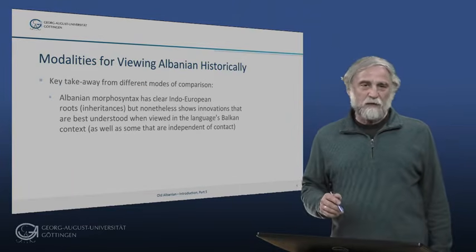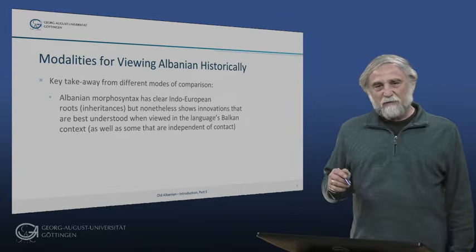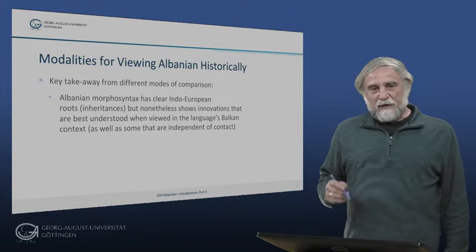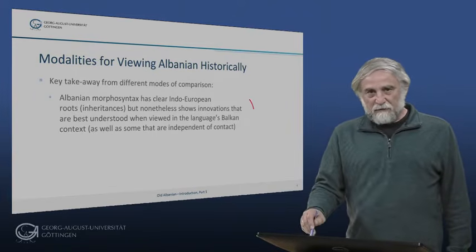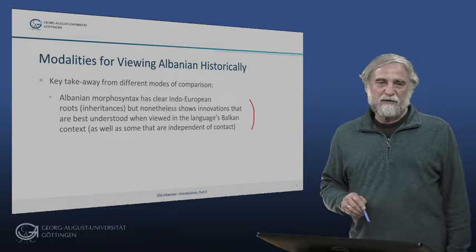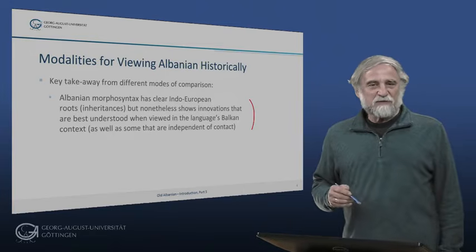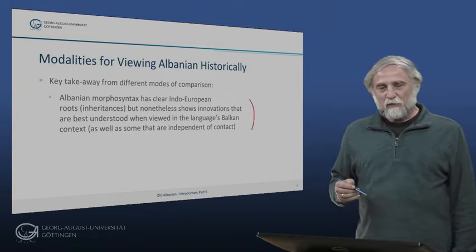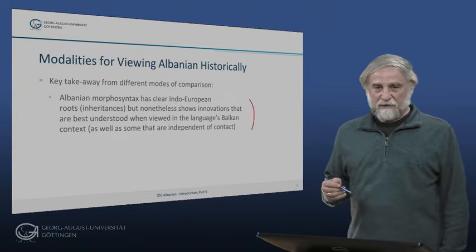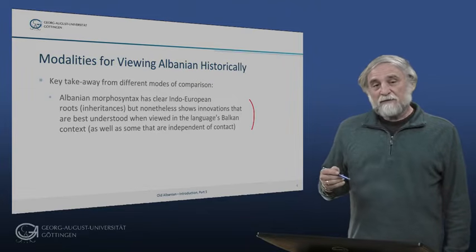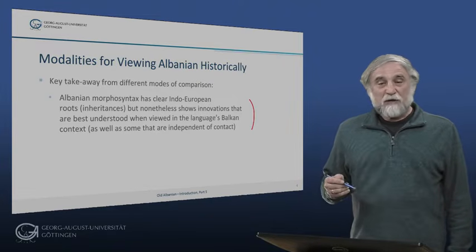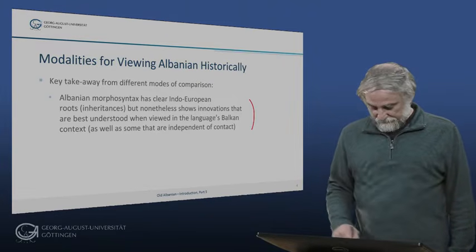The key takeaway from looking at these different modes of comparison is that Albanian morphosyntax has clear Indo-European roots and inheritances, but nonetheless shows innovations that are best understood when viewed in the language's Balkan context. As well, there are some innovations that are perhaps independent of contact.